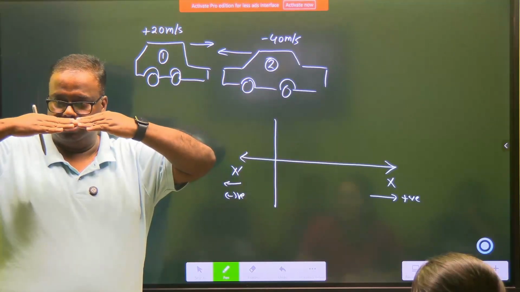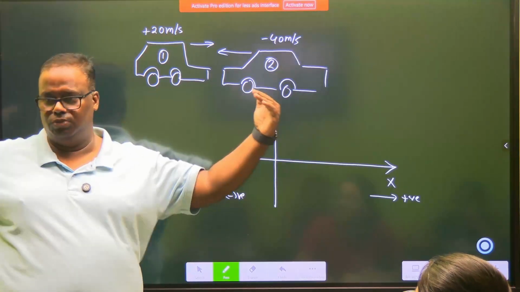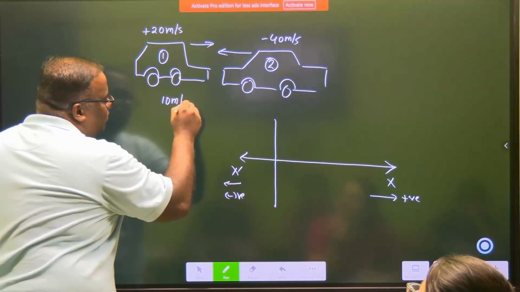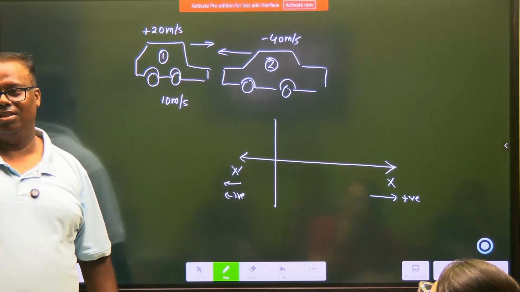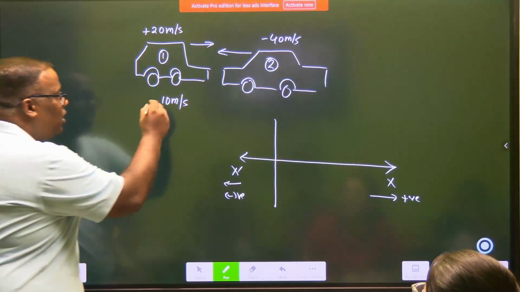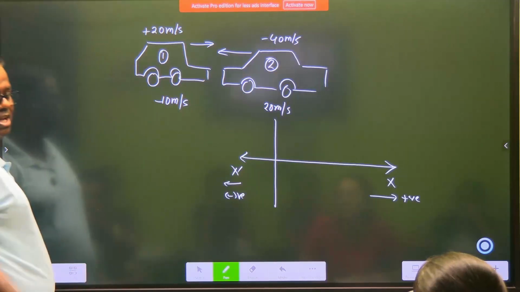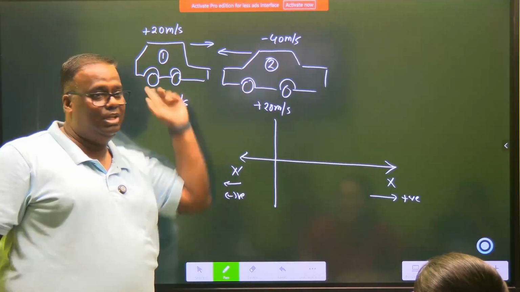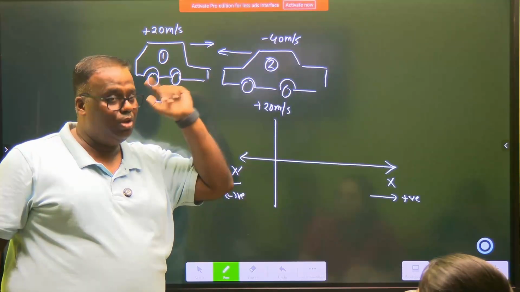Then collision happens. Dham. After collision, both move this way. Now, after collision, it has a velocity of 10 meters per second. Now, you tell me, what sign should I put here? After collision. This is before collision. Minus. That's what I'm saying. And for this one takes a speed of 20 meters per second. What should be its sign? Plus. This is the beauty of velocity. If you are wrong with these, then you will be goofing up the whole problem. So this is what you have to understand.